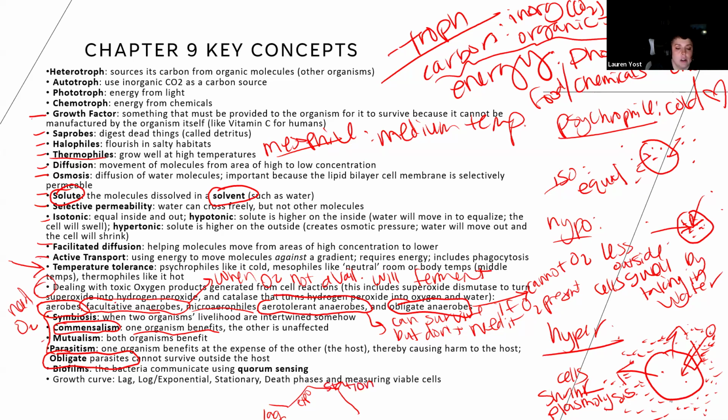Stationary phase. This is where growth has slowed down. We're not multiplying as much. Maybe the resources have allowed us to reach a sort of equilibrium of growth versus death. But then once death starts to be the dominant thing, we're running out of resources. There's too many toxic waste products and things like that. That's when we start declining in our population, and that's the death phase.